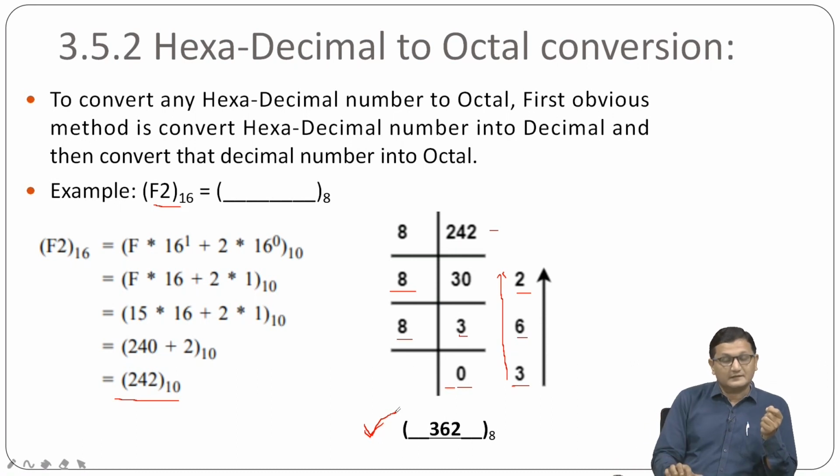But it is a little bit complicated, because we have a hexadecimal number, we convert it into decimal form, and then again find the octal from that decimal. Is there any other, easier method?